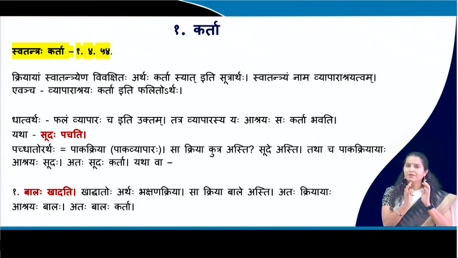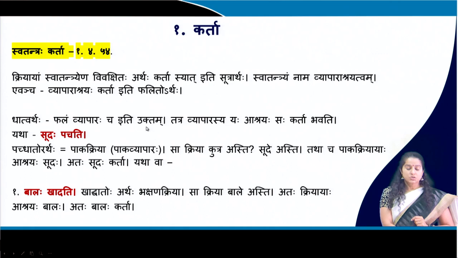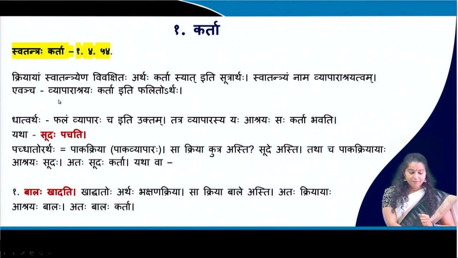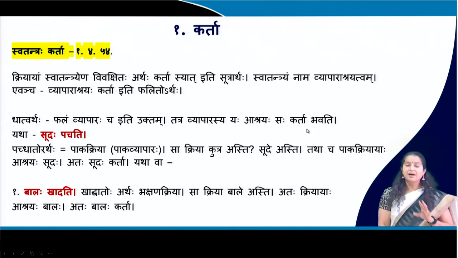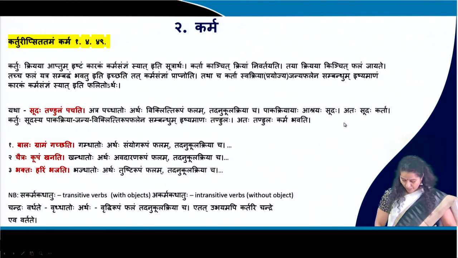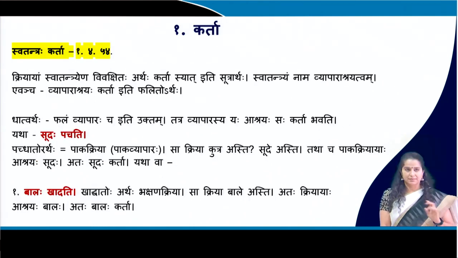So, you remember the verb we had discussed, as in fact the next line says Dhatvarthaha phalam vyapara cha iti uktam. So what is the dhatvartha? Dhatu, it is phalam, the fruit, and the process, vyapara cha iti uktam. So what is, who is the karta in that sense? Vyaparashraya. So this process, in whom the process is unfolding, that person is the karta. Iti uktam. So tatra vyaparasya yaha ashrayah saha karta bhavati. In whom that vyapara is taking place, that person is the karta.